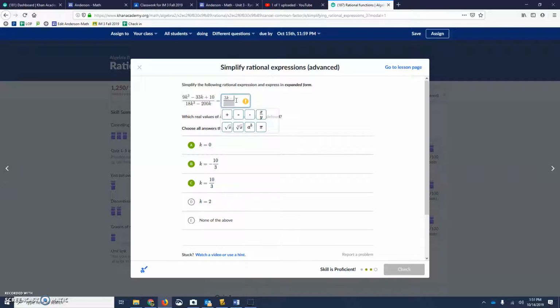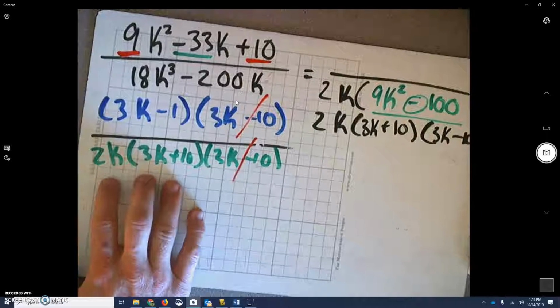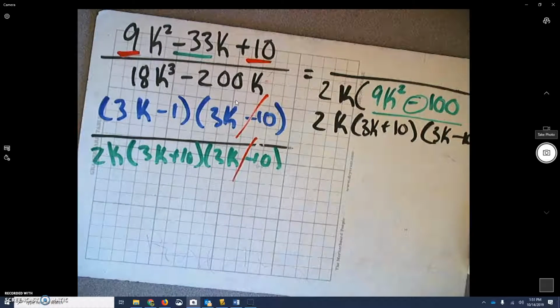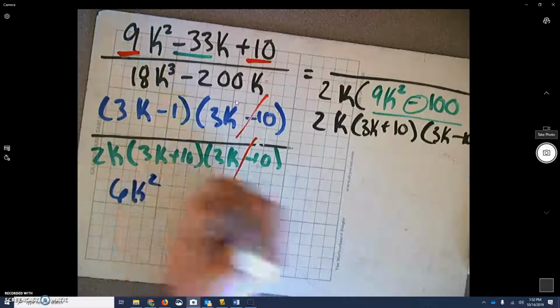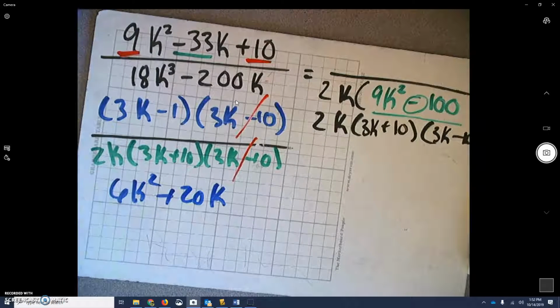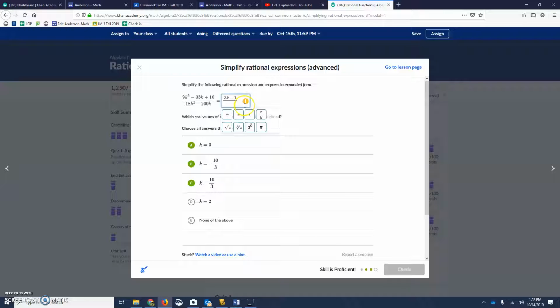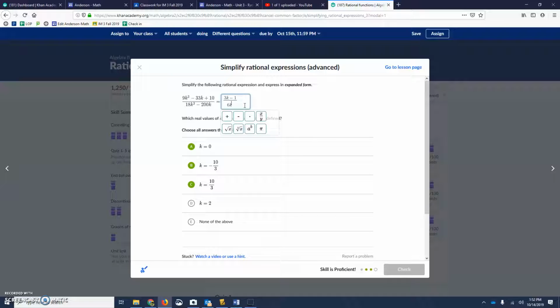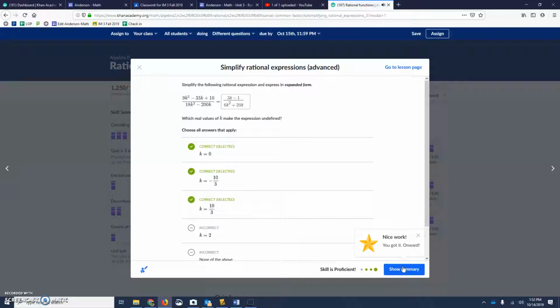3k minus 1 up top. They want an expanded form. So back to here, this is going to be 2k times 3k, which is 6k squared, and 2k times 10 is 20k. And I'm checking my answer. It looks good. All right. And we're done.